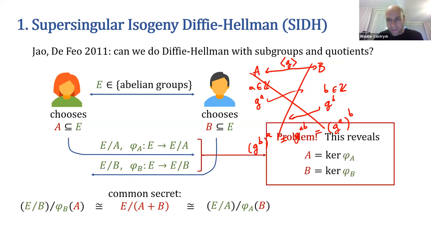But this is problematic. I'm sorry, I overwrote this accidentally, not on purpose, but I hope you can still read it. There is a big problem with this, because in practice, if you give this quotient map in any reasonable way, you will also give the kernel of that map. The kernel of that map is supposed to be secret. Okay, so that doesn't work. So this high-level idea has issues.